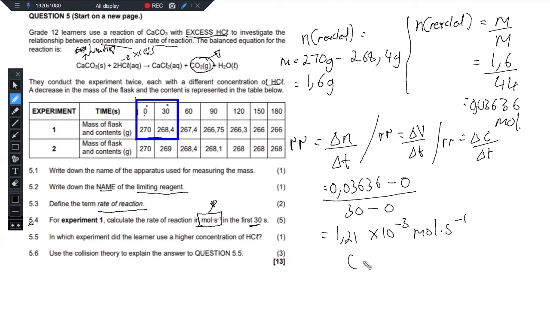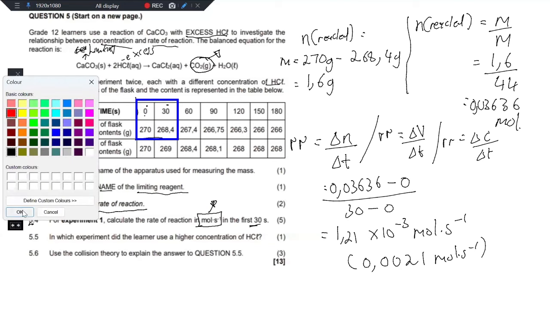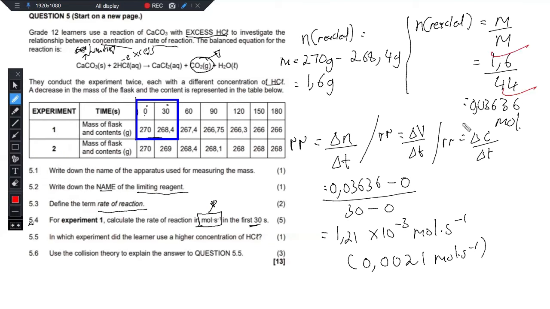And then if you wrote it in normal form, I think it's 0.0021 mole per second, right? But then obviously some of your calculators will just write this in scientific form. Okay, so that's how you were supposed to get that 5 marks there. So 2 marks for being able to calculate the number of moles, and then the rest of the 3 marks will be found from substituting in here and getting the correct answer there. So 5 marks like that.